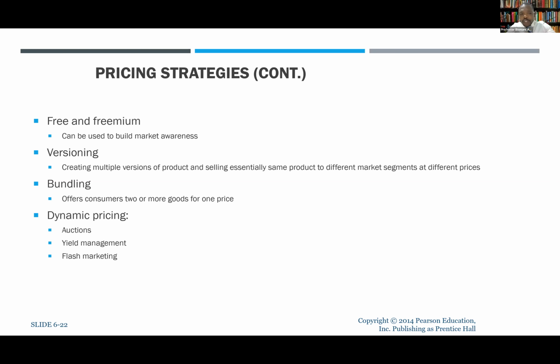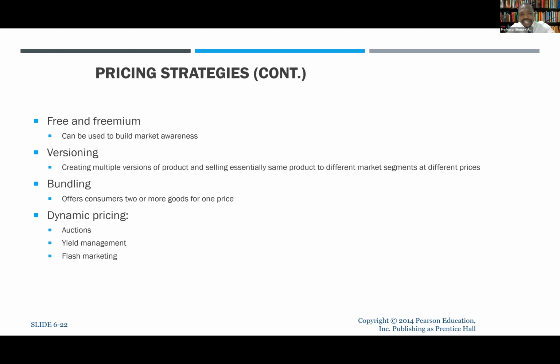Versioning is creating multiple versions of a product and selling essentially the same product to different market segments at different prices. So you have the same product, but the way it's marketed to the high end, they pay more versus the low end. Bundling offers customers two or more goods for one price. As I said earlier, buy one, get one free, or buy this item, get 50% off, but it's being able to move the inventory in that way.